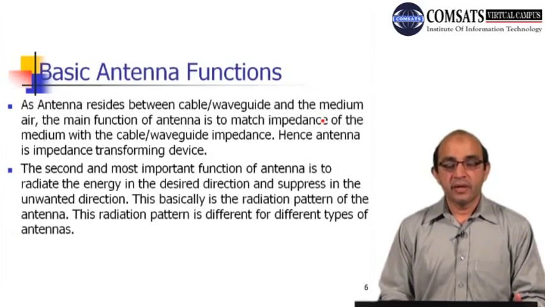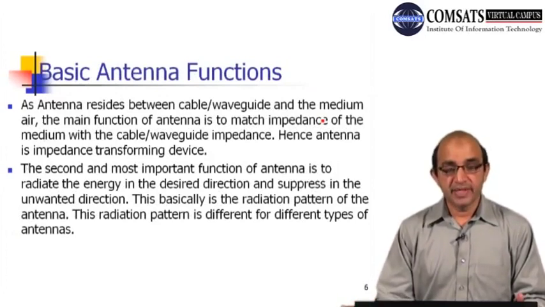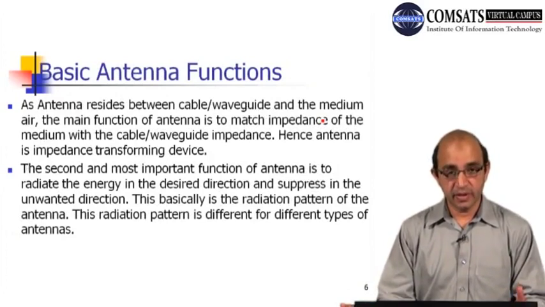So we have some basic functions of an antenna. It radiates energy into space, and it absorbs energy from free space. It resides between the cable or waveguide and the medium, air. The main function of the antenna is to match impedance.